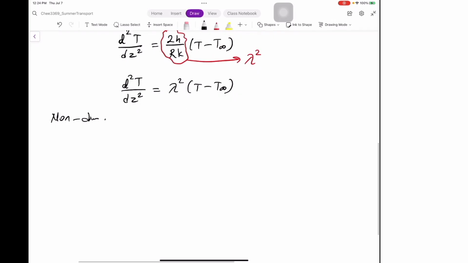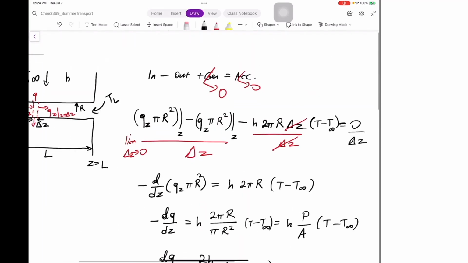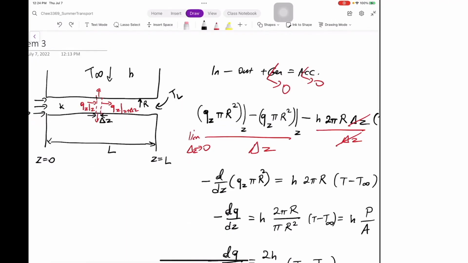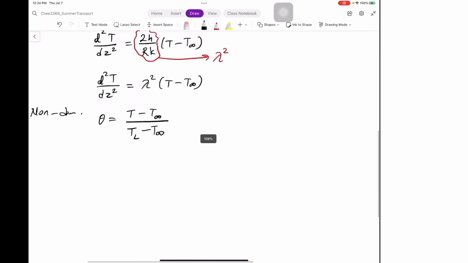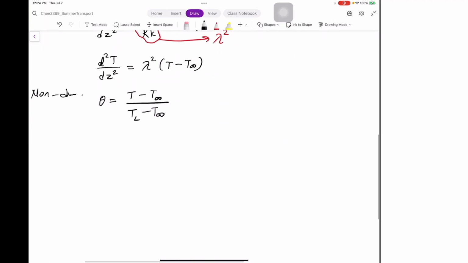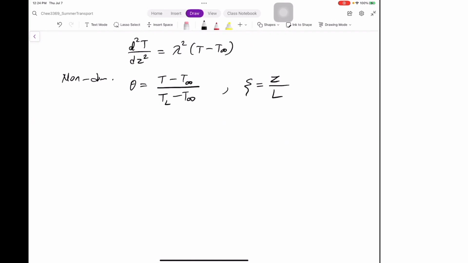Non-dimensionalize to make it simpler. Theta is T minus T infinity divided by, so I have another temperature here, TL. Let me use that one: TL minus T infinity. And the Z can be easily non-dimensionalized by dividing by L. So the new form of my equation is going to look like, let me just work on it a little bit.